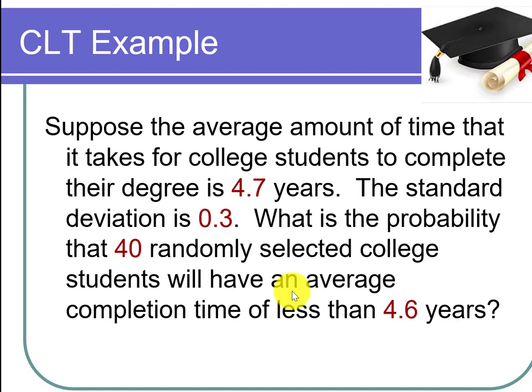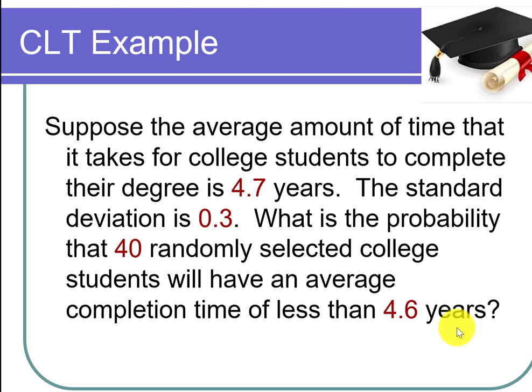So now let's look at an example. So now we're going to apply the central limit theorem for this example. It says, suppose the average amount of time that it takes for college students to complete their degree is 4.7 years. The standard deviation is 0.3. What is the probability that 40 randomly selected college students will have an average completion time of less than 4.6 years?